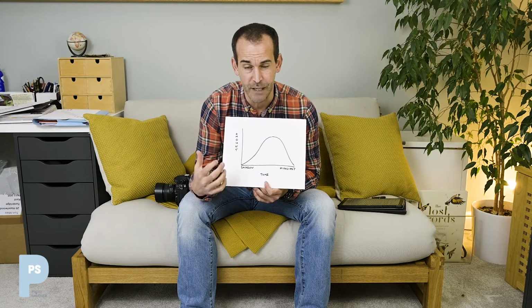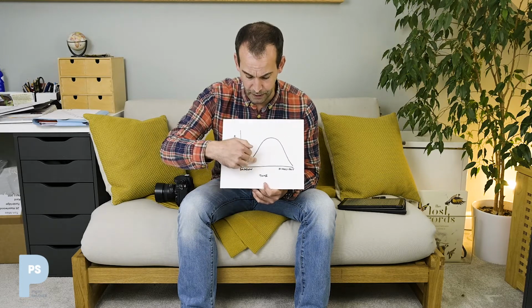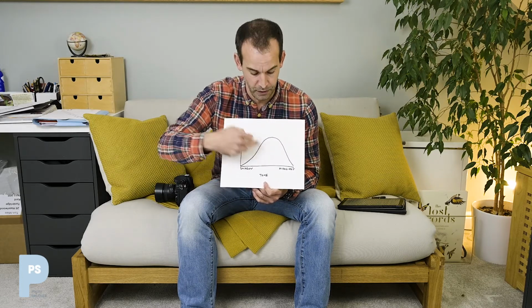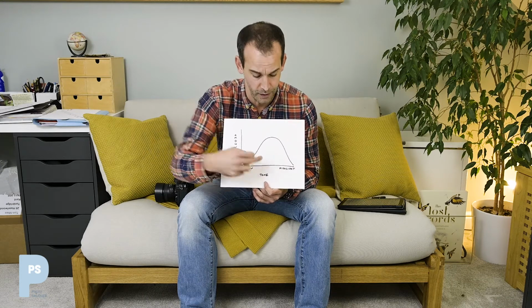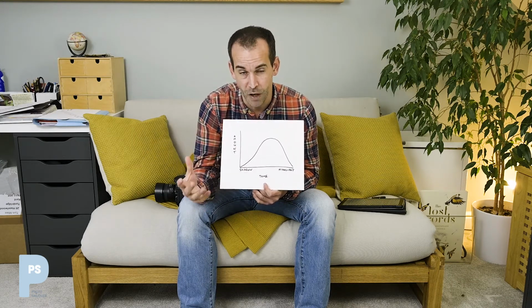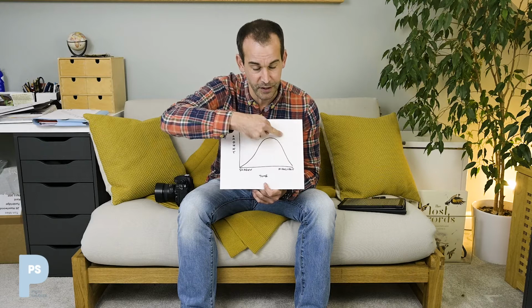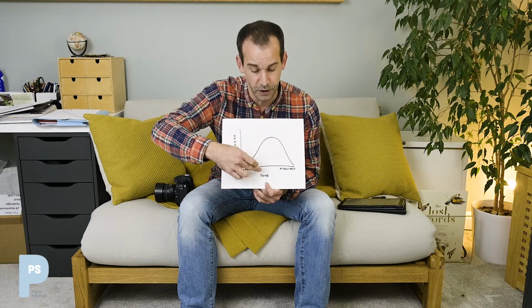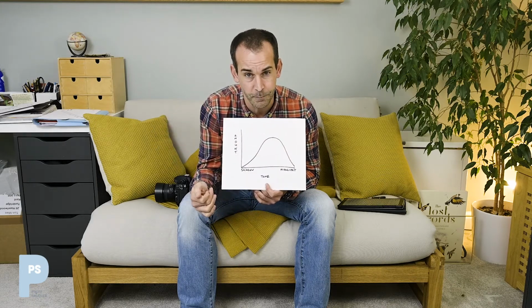If this was an extremely dark image, we'd expect to see a big spike in the shadow end and not much in the midtones and highlights. And if it was a very bright image, we'd expect to see a big spike in the highlight, not much in the midtones and not much in the shadows.